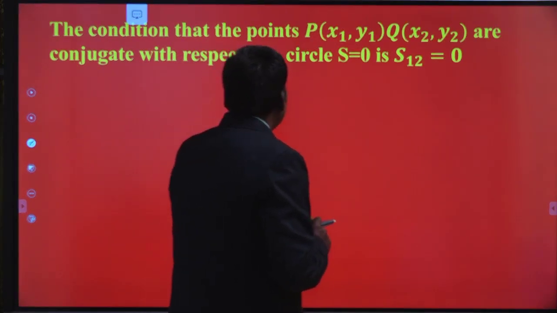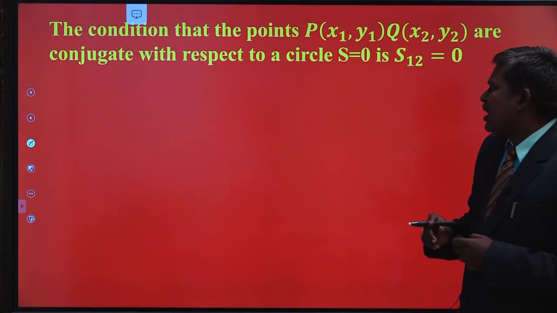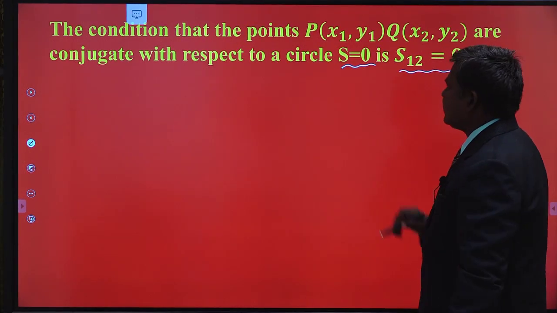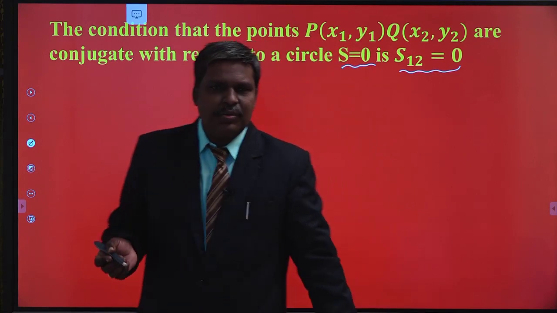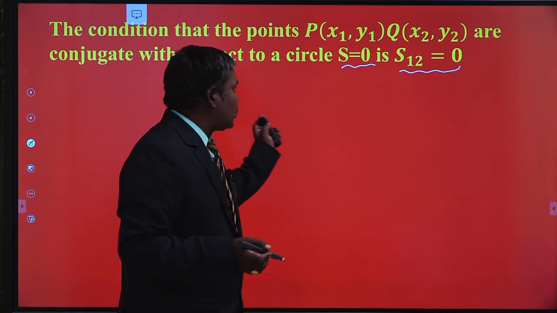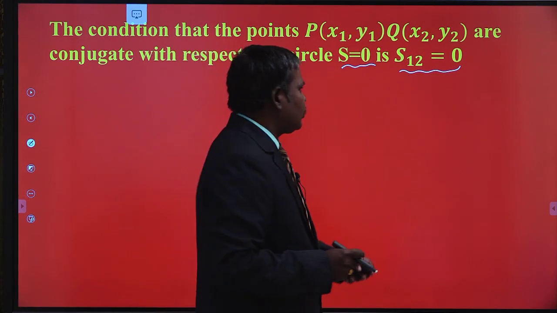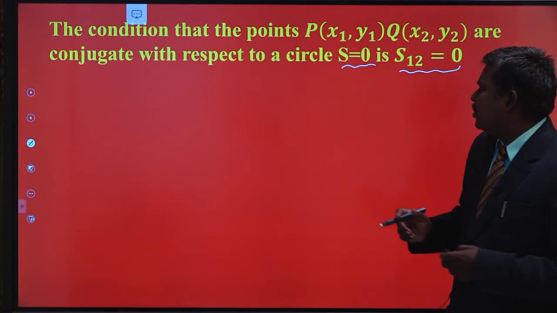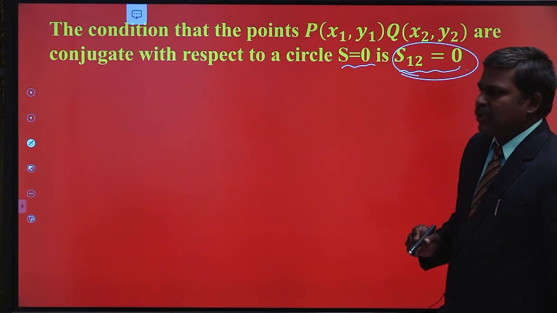See this, the condition that the points P x1 comma y1, Q x2 comma y2 are conjugate points with respect to the circle S equal to 0 is S12 equal to 0. Once you have a definition in geometry, you immediately have one theorem. This is the theorem like that. There are 2 points x1 comma y1 and x2 comma y2. These are conjugate points with respect to the circle S is equal to 0. Then the condition is what I am saying, S12 equals to 0.